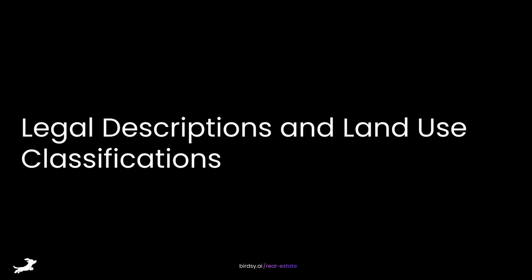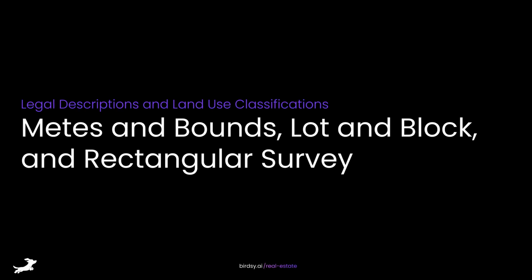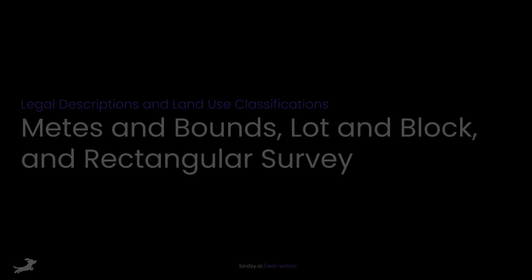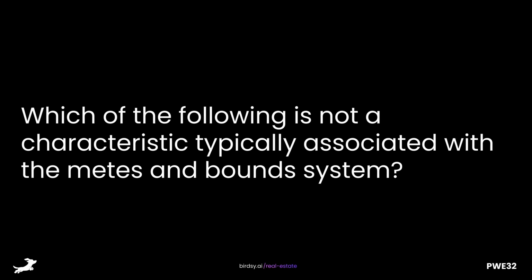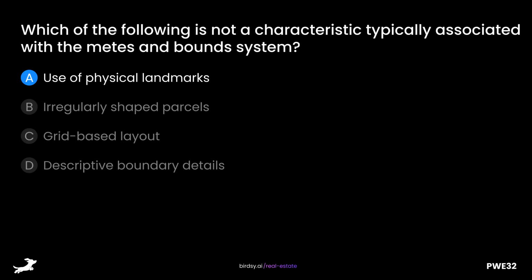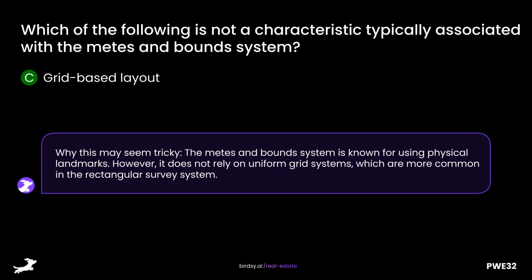Legal descriptions and land use classifications. Metes and bounds, lot and block, and rectangular survey. Which of the following is not a characteristic typically associated with the metes and bounds system? Is it A, use of physical landmarks, B, irregularly shaped parcels, C, grid-based layout, or D, descriptive boundary details? The answer is C, grid-based layout. Why this may seem tricky: the metes and bounds system is known for using physical landmarks. However, it does not rely on uniform grid systems, which are more common in the rectangular survey system.